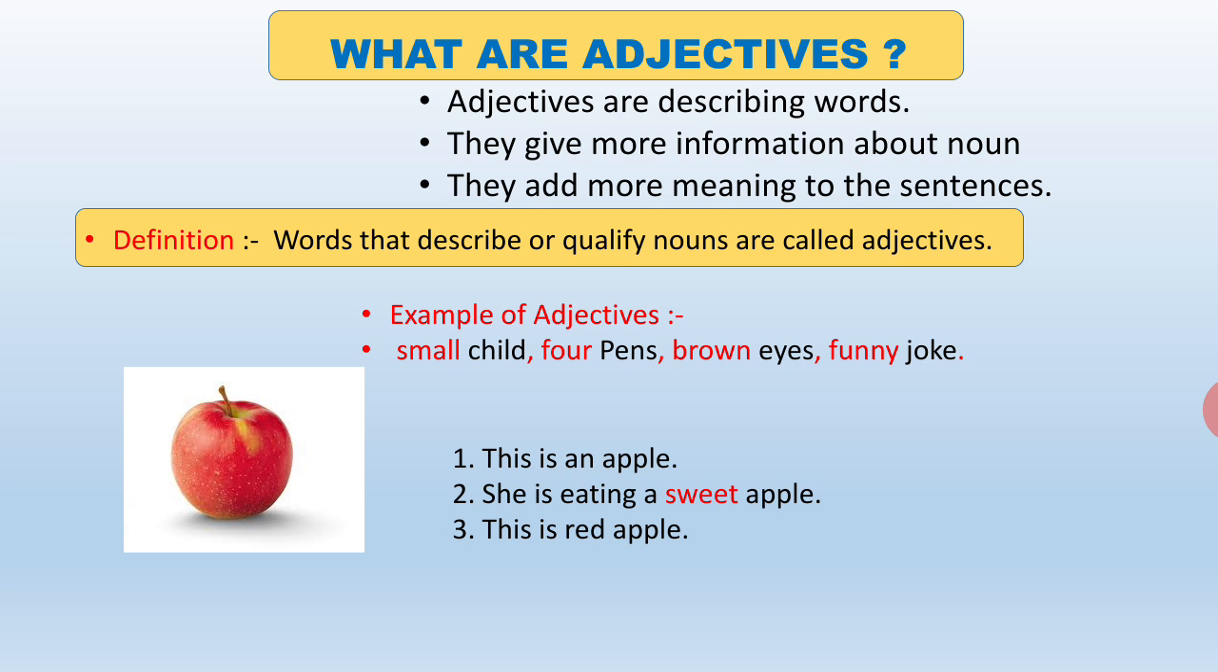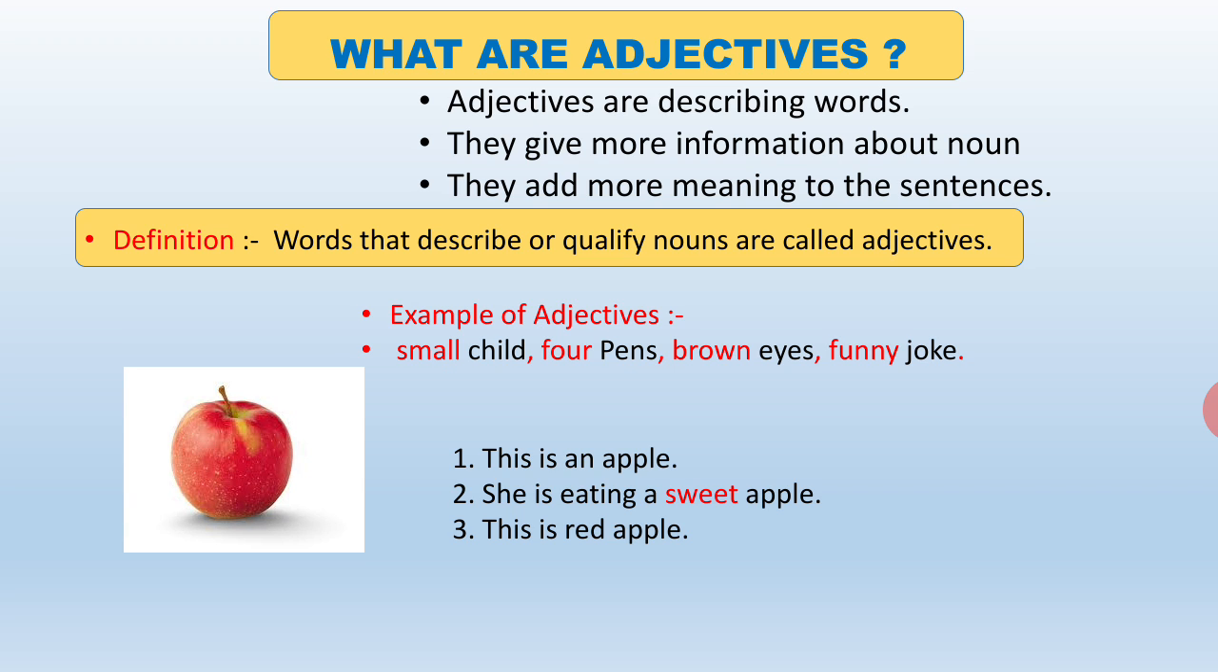Now we will see a sentence example like this: This is an apple. This is a simple sentence. If you want to add more information about a noun like apple, what do we have to do? She is eating a sweet apple. So sweet tells us the quality of the apple. How does the apple taste? It is a sweet apple. So sweet is a describing word, that is, an adjective.